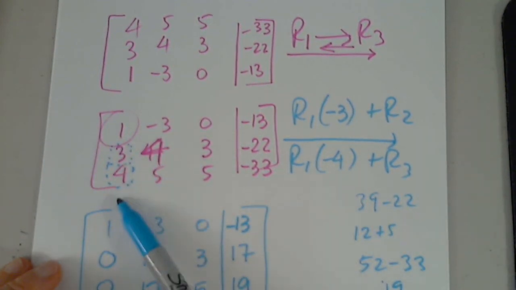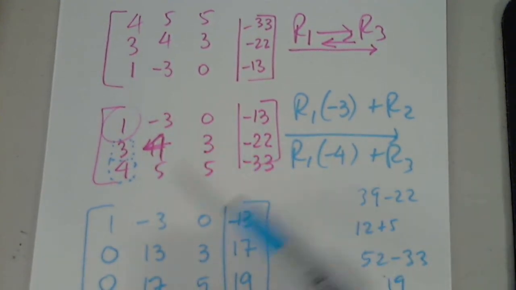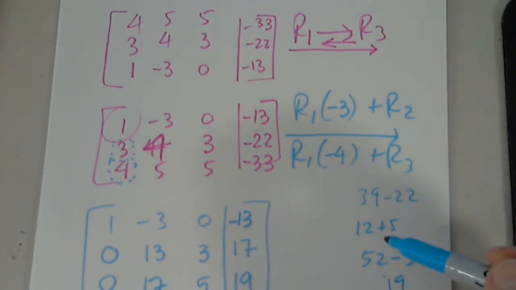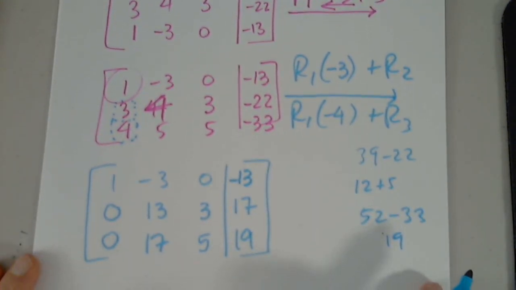1 times negative 4 is negative 4. Plus 4 is 0. This is positive 12. This is indeed 17. This is 5. I'm checking this one. 52 indeed. Minus 33. Yeah, I think it's 19. Perfect. From this moment on is a mess.